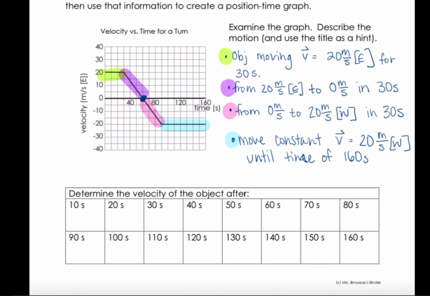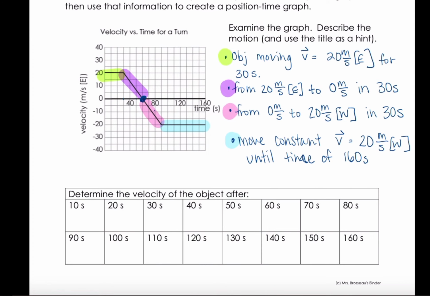So determining the velocity for the object after 10 seconds, and then we're going to go all the way through. So at 10 seconds here, they were at 20 meters per second east. Okay, for 20 seconds, the same, 30 seconds, the same. So I'm just going to draw a line here. Okay, that shows that those are all the same. Okay, at 40 seconds, it's just under 15. We're going to say 14 meters per second east.